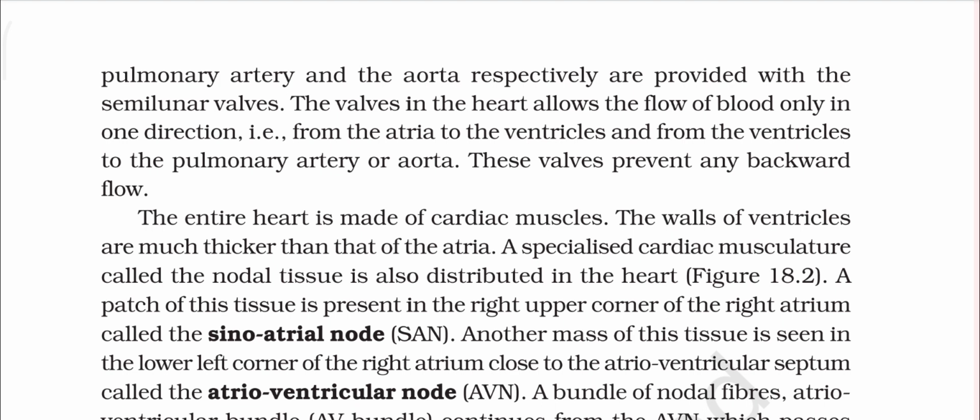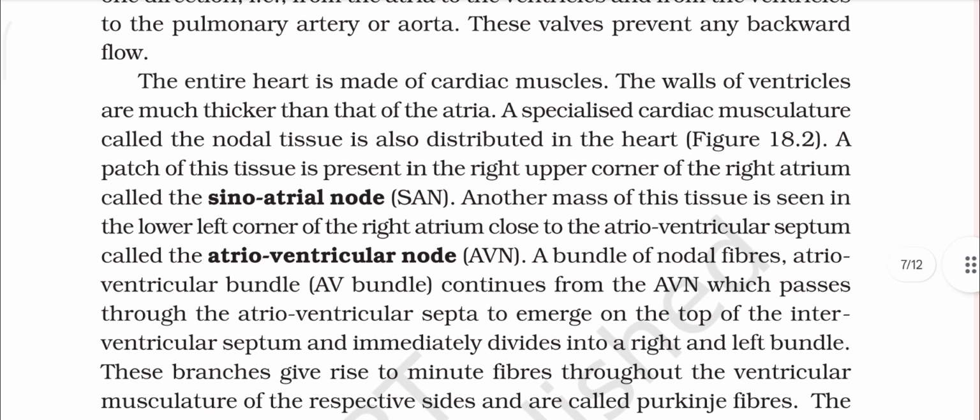A specialized cardiac musculature called the nodal tissue is also distributed in the heart. A patch of this tissue is present in the right upper corner of the right atrium called the sinoatrial node, SAN. Another mass of this tissue is seen in the lower left corner of the right atrium close to the atrioventricular septum called the atrioventricular node.